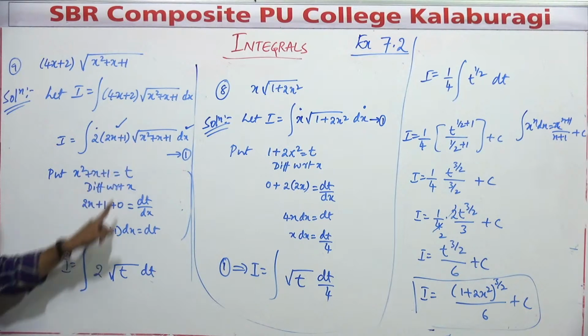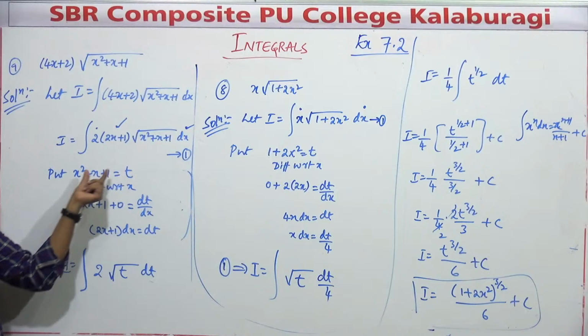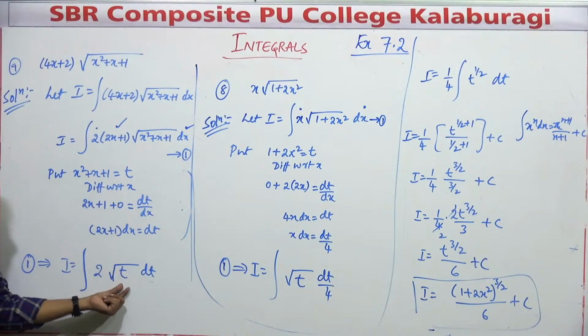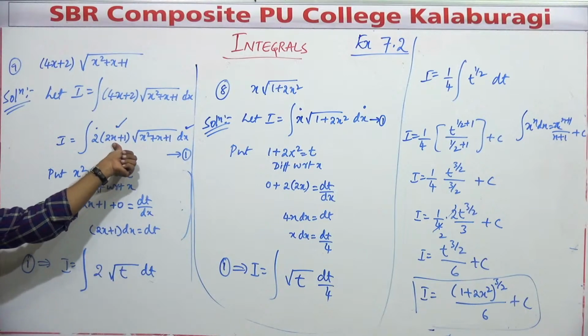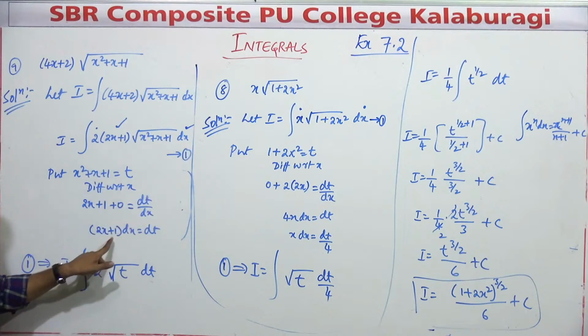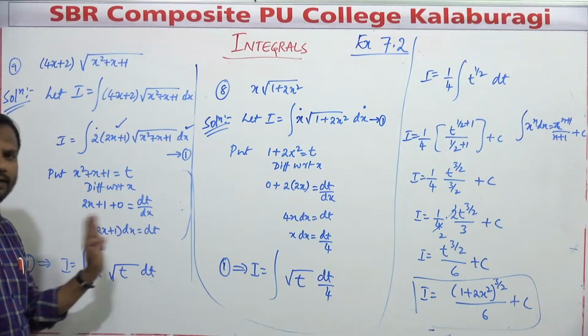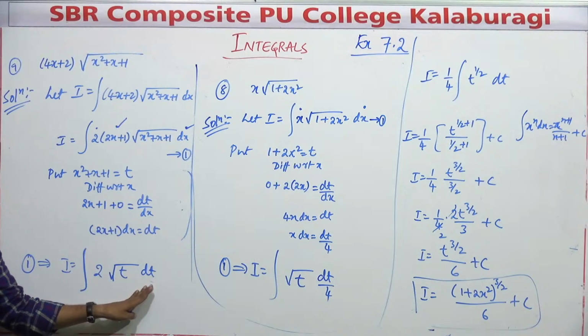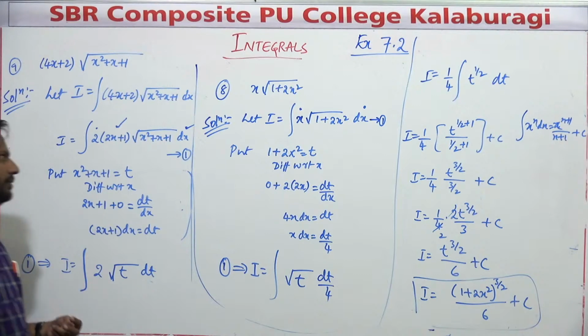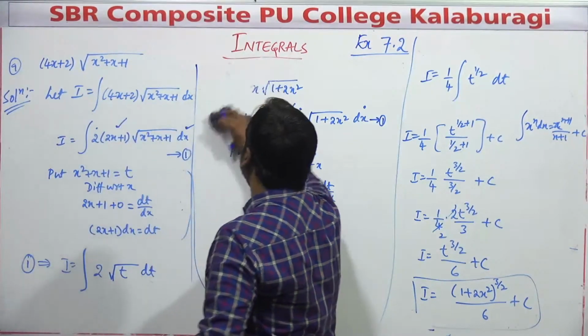So the root is there, and x square plus x plus 1 I replace with t. The remaining terms are 2x plus 1 into dx. We got the differentiable factor as dt, so just replace it. It becomes the simplest form. So 2 is a constant, take it outside. You know how to do the further steps.